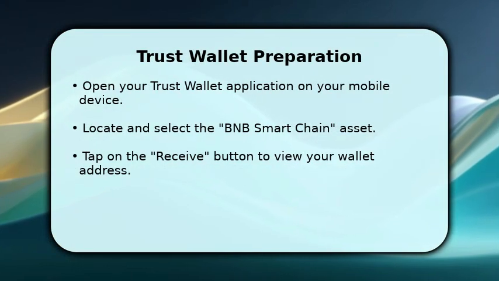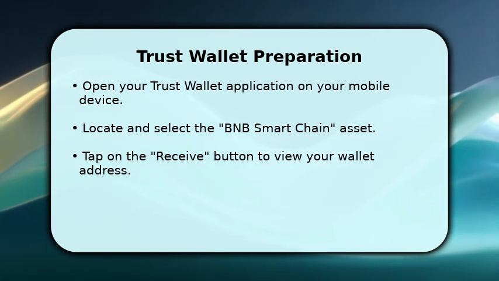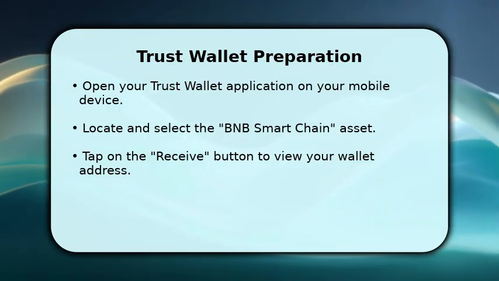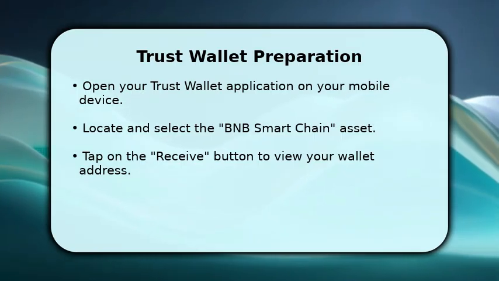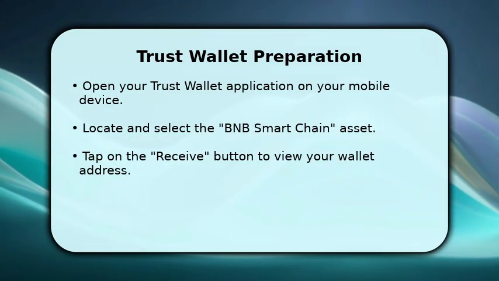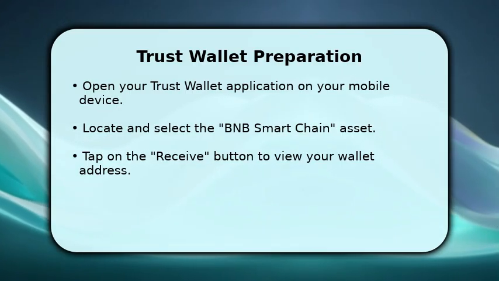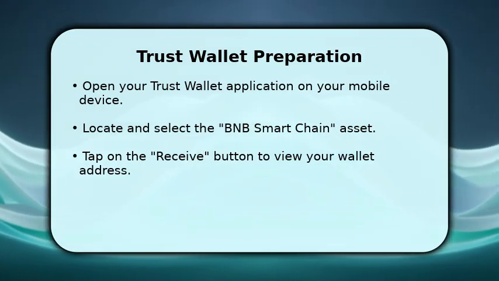Before connecting, let's prepare your Trust Wallet. First, open the Trust Wallet application on your mobile device. Once inside, find and select the BNB Smart Chain asset, which is crucial for this connection. Next, tap on the Receive button to display your unique wallet address. Finally, carefully copy this Binance Smart Chain wallet address. You'll need it for the next step in the CEPEN app.